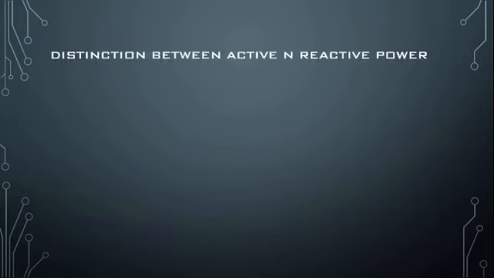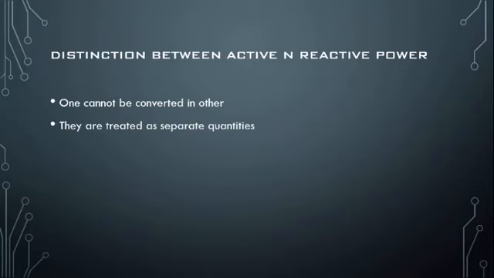Now let's see the basic comparison of active and reactive power. One cannot be converted into the other. You cannot convert your active power into reactive and vice versa. They are treated as separate quantities. Active power is a separate quantity and reactive power is a separate quantity. Remember that. Both place a burden on the transmission line. It doesn't matter if your transmission line is carrying active power or reactive power, it will place some burden on that line.